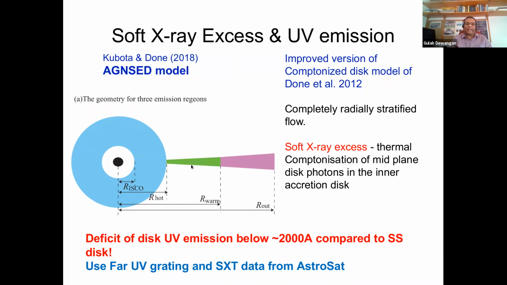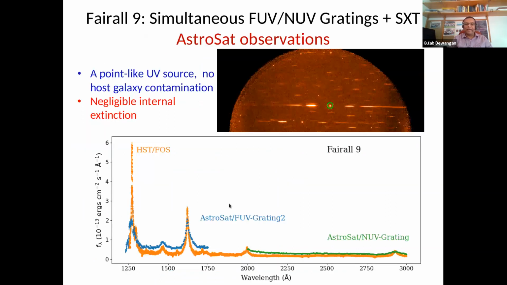That is what one can test, because we have ultraviolet emission from the UVIT. This is one example, Fairall 9. This AGN has a negligible internal extinction, so one doesn't have to worry about internal extinction here. This is a comparison of the HST optical and UV spectrum taken by HST FOS, and the FUV and NUV UVIT far ultraviolet and near ultraviolet grating spectrum. They match pretty well. Of course, there is variability.